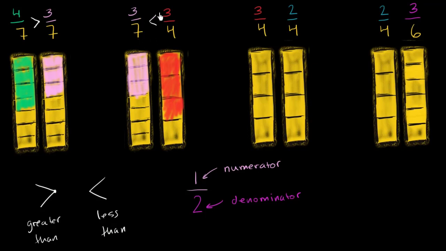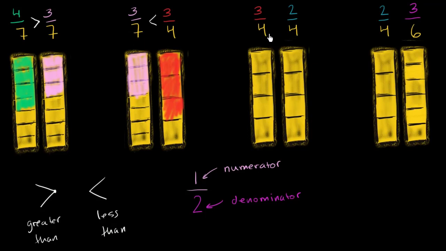So notice, same exact numerator. Because this fraction symbol could also be viewed as division, when I have more equal groups, so 3 out of 7 versus 3 out of 4, this is a smaller number, which makes sense.